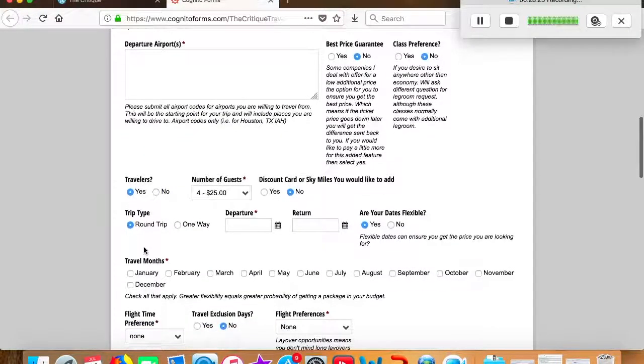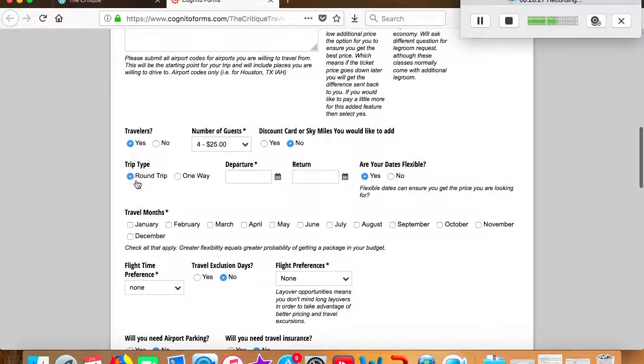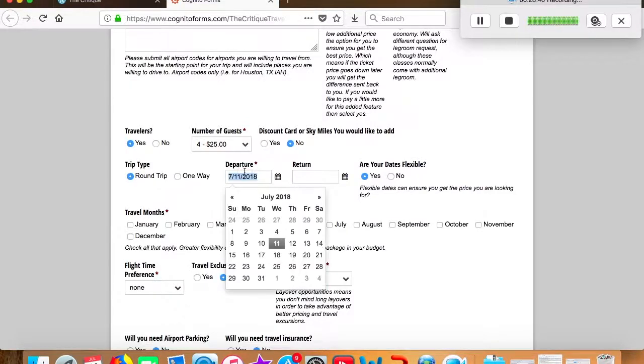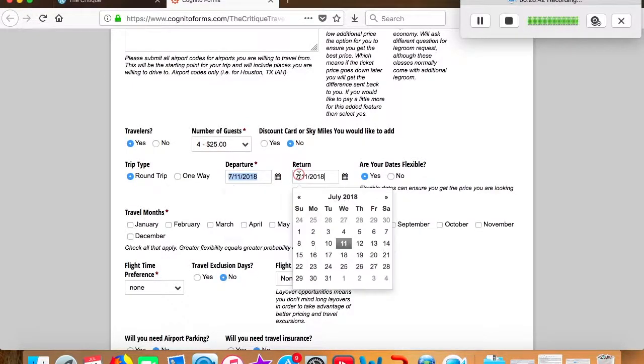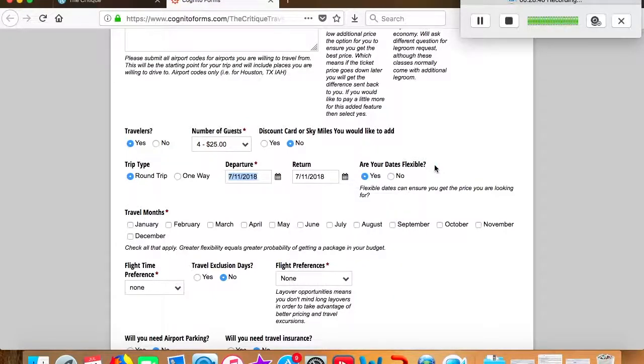So, trip type: round trip or one way. You tell me which flights, if I'm taking you both ways or if I'm looking one way. Pick your departure time and your return time so I know which dates I'm looking for. Let me know if your dates are flexible.